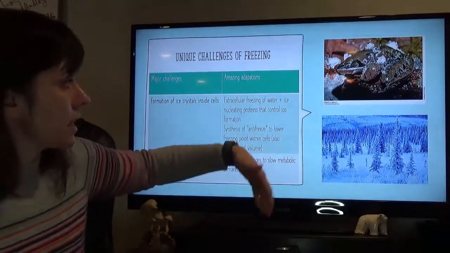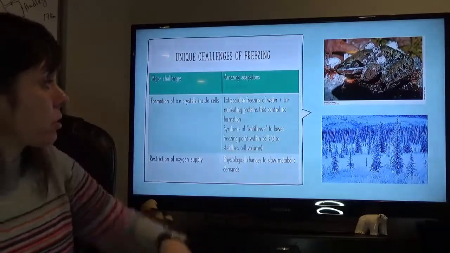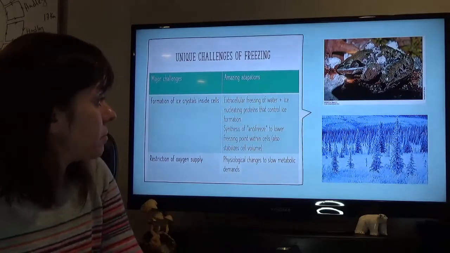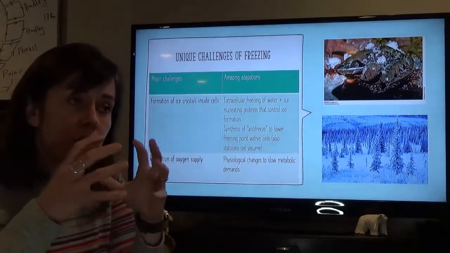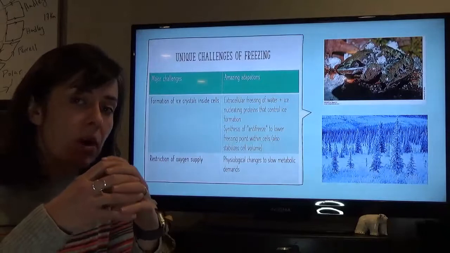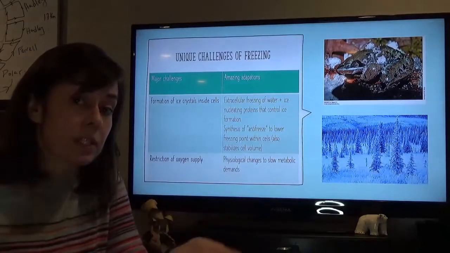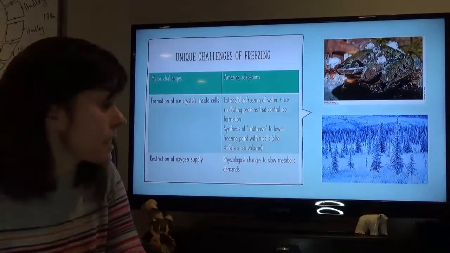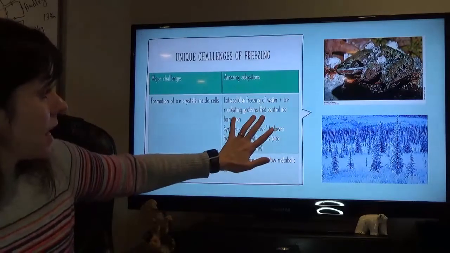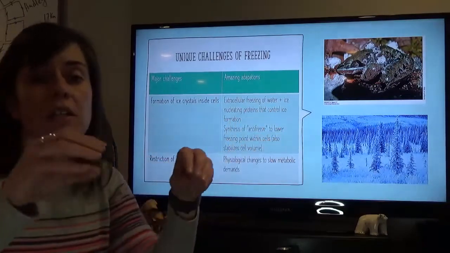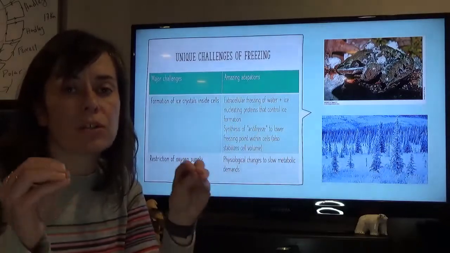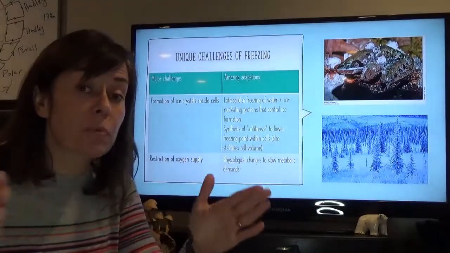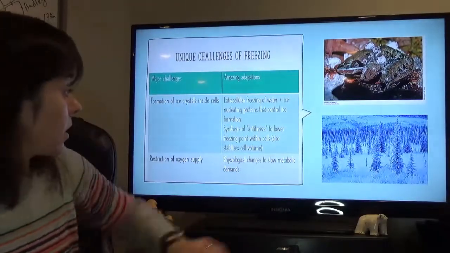So in both cases, extracellular freezing of water, so making sure that the water is not freezing inside the cell, but it's freezing outside the cell in the intercellular spaces. And ice nucleating proteins that are formed outside of the cell, again, to control the formation of ice, so that ice formation happens outside the cell, not inside the cell.